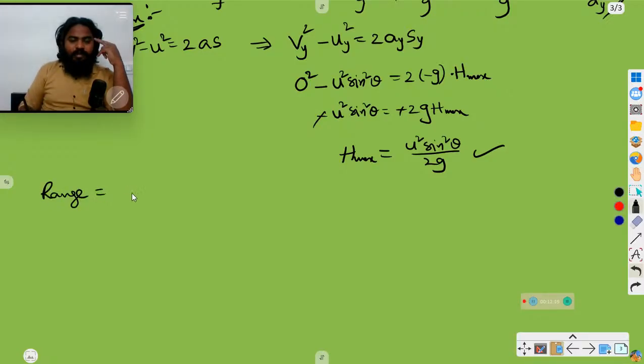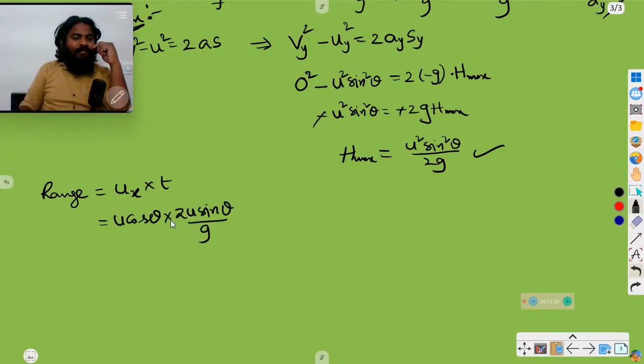Range is nothing but the horizontal distance, the distance traveled along the horizontal. So horizontal distance is equal to horizontal velocity into time. Clear? Now what is horizontal velocity? u cos theta. And what is the time here? Time of flight, the total time, 2u sin theta by g. This is the time of flight.